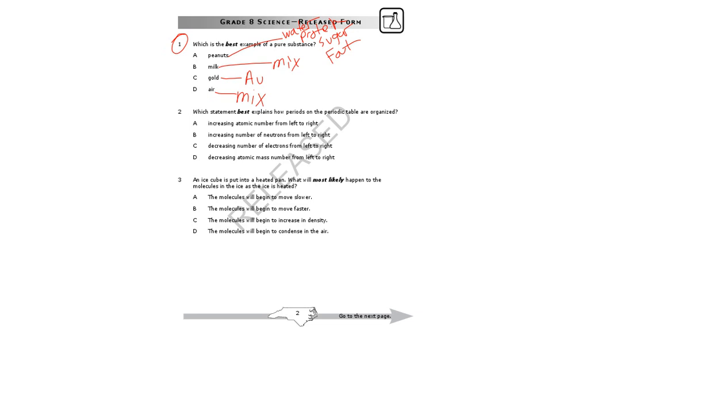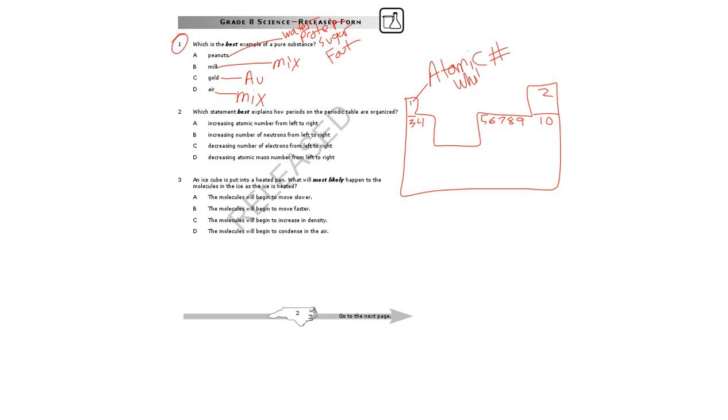Which statement best explains how periods on the periodic table are organized? Well, remember, when you look at the periodic table, each block has a number, right? And those numbers are the atomic number. Now there's other numbers that are not whole numbers. The atomic numbers are always a whole number. And they are literally the number of protons.